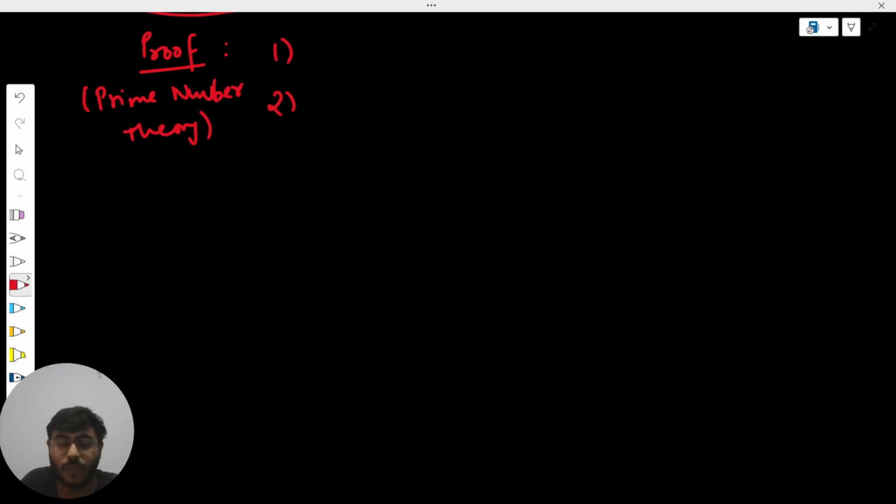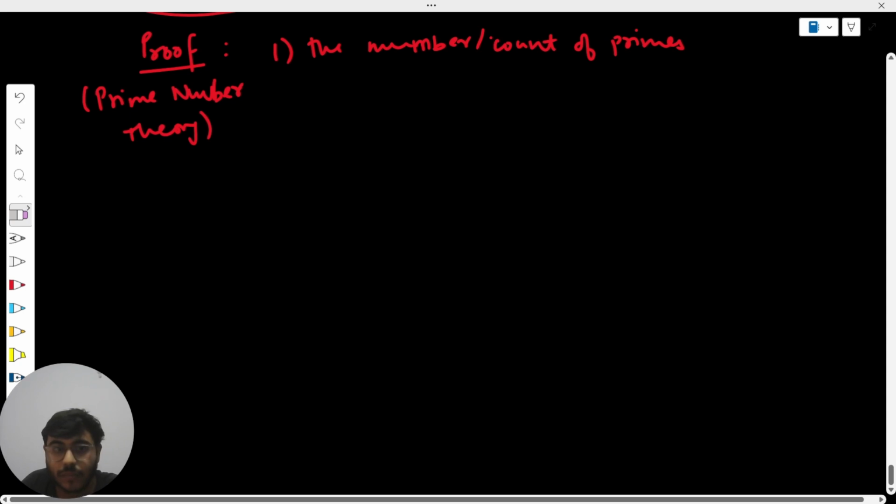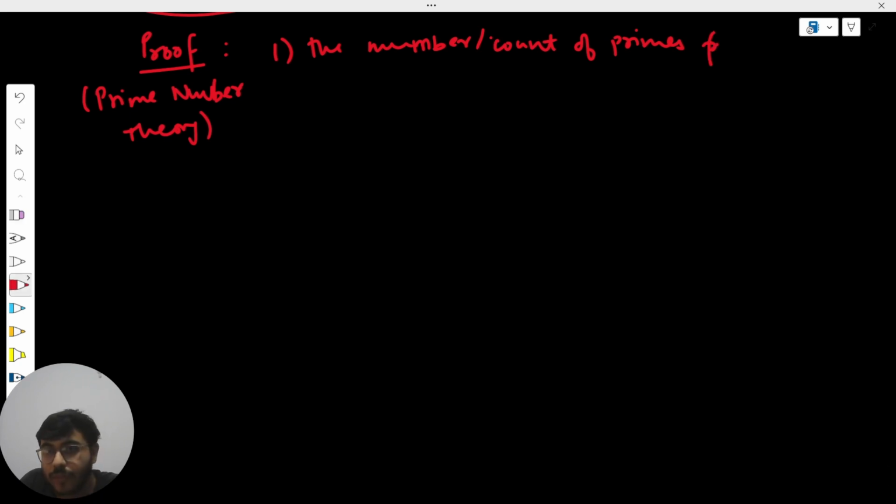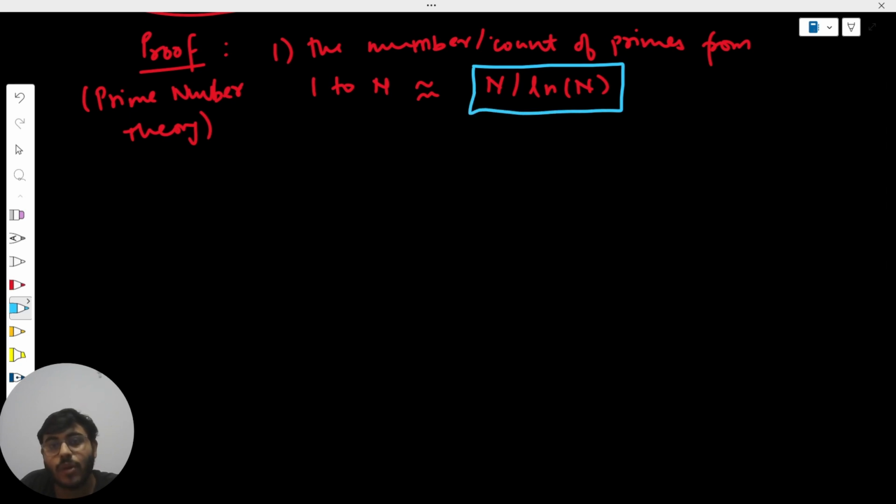The first postulate is the count of primes from 1 to n is nearly equal to n divided by natural logarithm of n. Okay, remember this thing. This is a very important postulate. कि the count of prime numbers from 1 to n is around n divided by log of n. This log of n is basically the natural logarithm. Okay, ठीक है. कोई डरने वाली बात नहीं है.